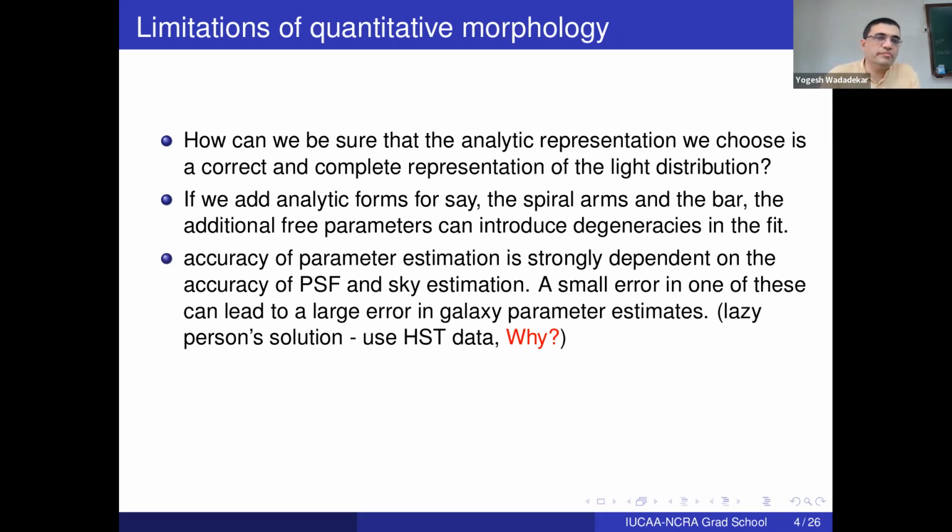So the accuracy of parameter estimation is strongly dependent on the accuracy of the point spread function determination and the sky estimation. I spoke a little bit about sky estimation in response to a question yesterday. If you get the sky wrong by even a few percent, you can make very large errors in your estimation of the bulge and disk parameters.